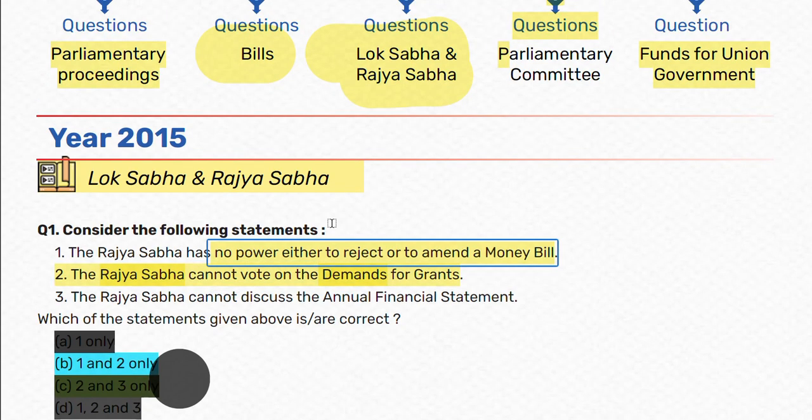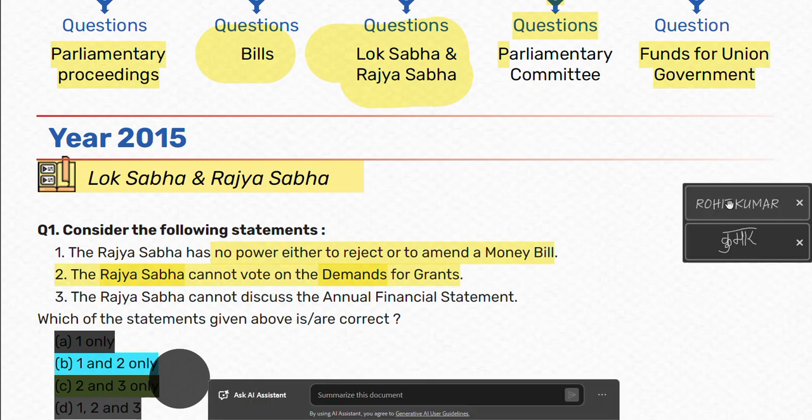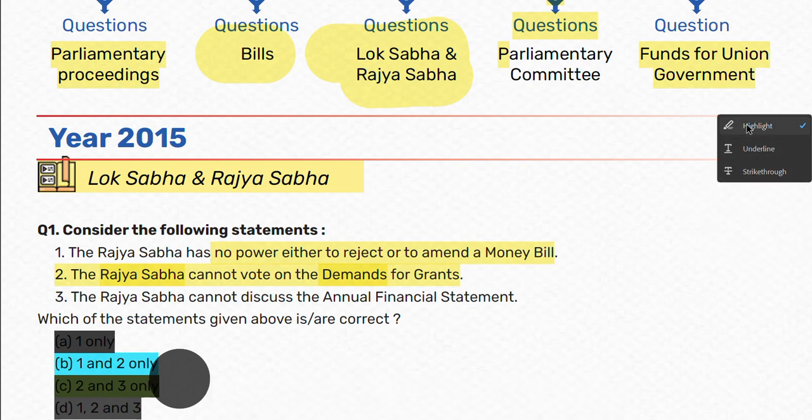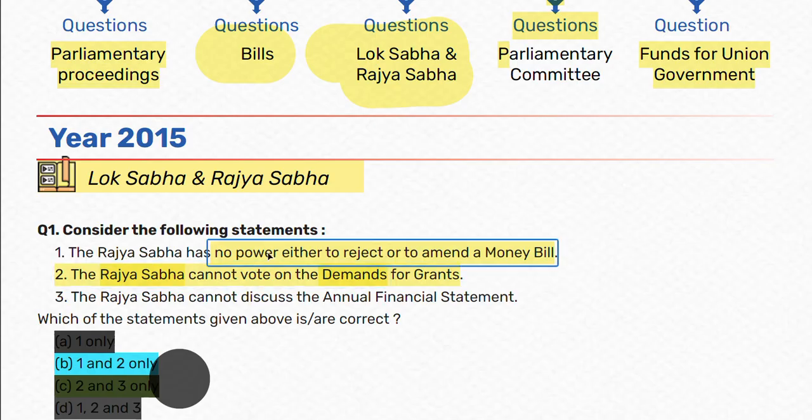In 2015 they asked a question on Lok Sabha and Rajya Sabha. Consider the following statements. The first is that the Rajya Sabha has no power either to reject or to amend a money bill. You might know that this is a true statement. Why? Because Rajya Sabha can only discuss the money bill. They have no right to reject or amend a money bill. So remember this: statement one is correct.